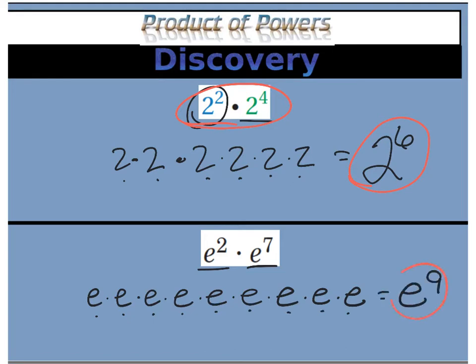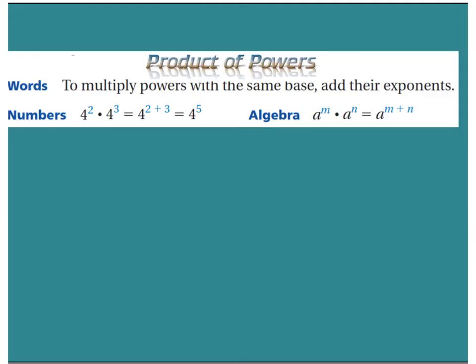Again, take a look at our answer. Take a look at the problem. Do you see a shortcut? I'm hoping you do. I'm hoping that you see you take the exponents, 2, and we add it to 4, and we get 6. Same thing here. 2 plus 7 equals 9. I want this in your notes some way, somehow. I want you to have all of this.